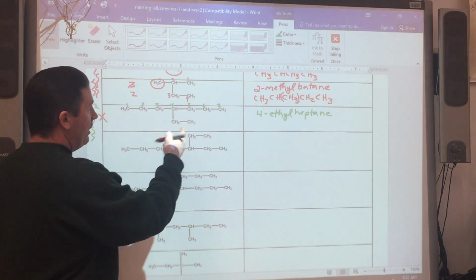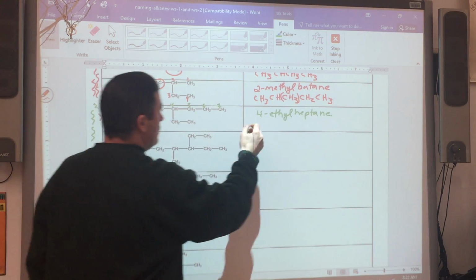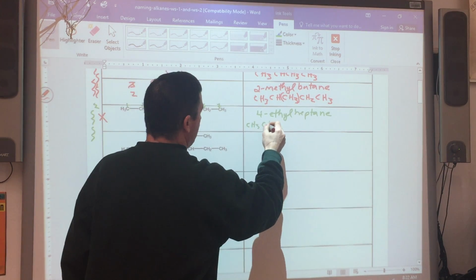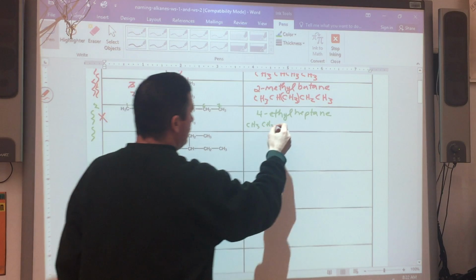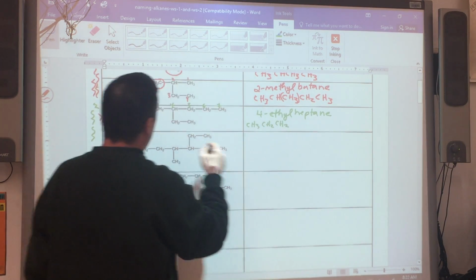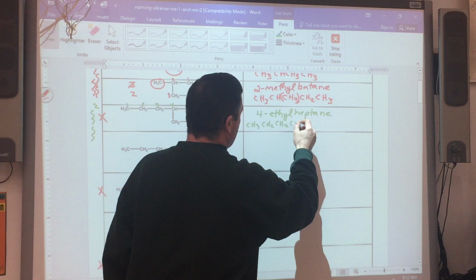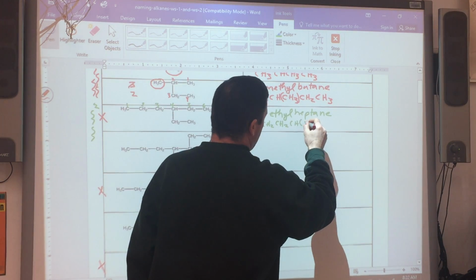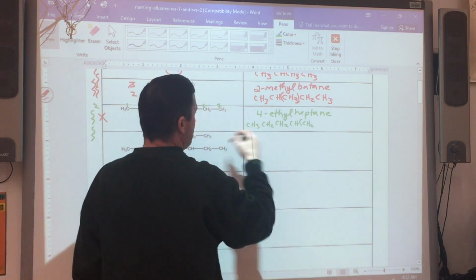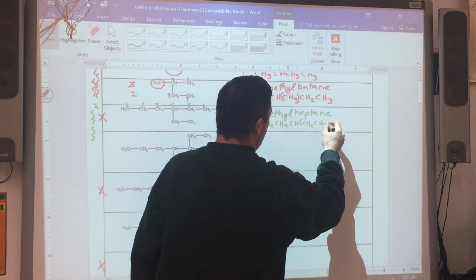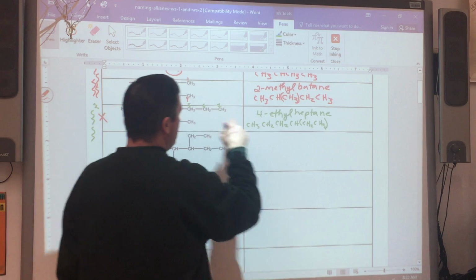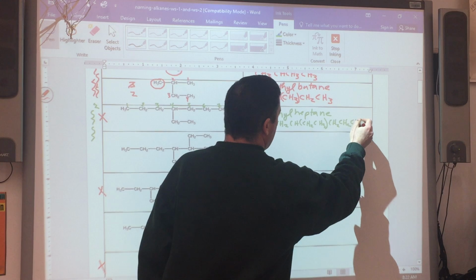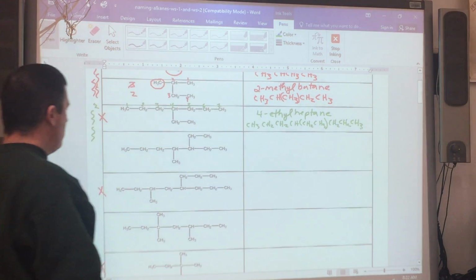Okay, so let's try the condensed formula too. CH3, CH2, CH2, CH. You might see this in parentheses, you might not. Let's put it in parentheses. CH2, CH3, CH2, CH2, CH3. Okay?